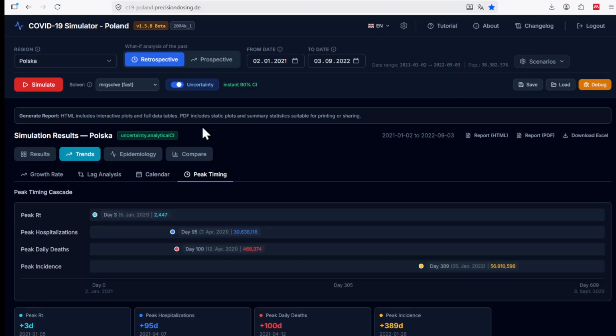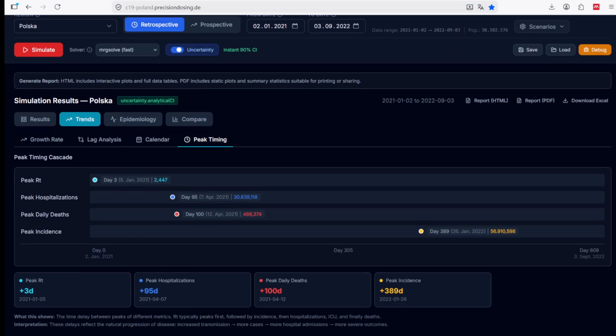In the Peak Timing subsection, you see the time delay between peaks of different metrics. These delays reflect the natural progression of disease. Increased transmission leads to more cases, which leads to more hospital admissions, which in turn leads to more severe outcomes. However, different disease severities caused by virus variants also play an important role here.